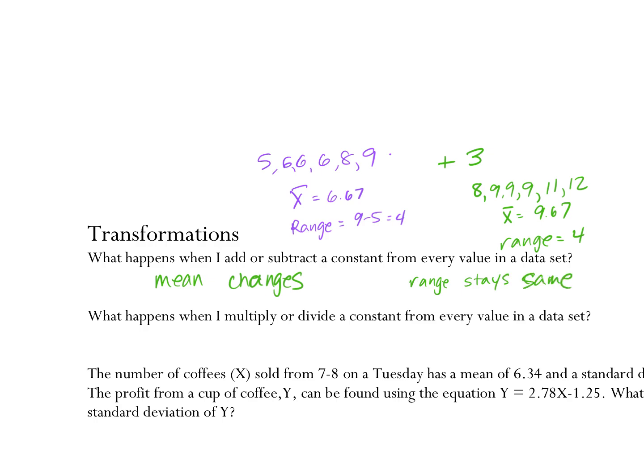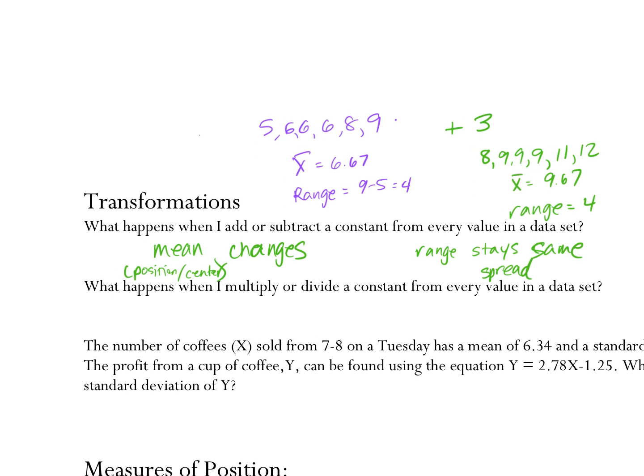What we need to see with that: the mean is a measure of position or a measure of center. So the mean, the median, Q1, Q3, all of those are measures of position, and all of those would change. The range is a measure of spread. Measures of spread stay the same. Now, let's instead say I took this exact same group and I multiplied it. What would happen to the standard deviation then? Since it's a measure of spread, it would also stay the same.